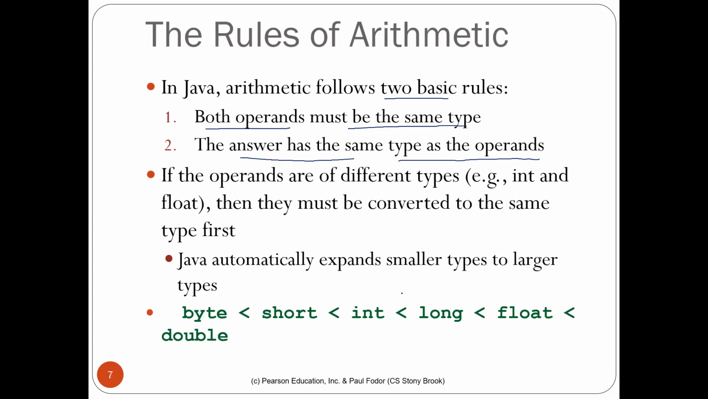Now it is possible that you may not have the operands of the same type. How about this? Let me put it this way. If you are doing 12.0, 13.0, it will be interesting if I say 13.0 divided by 2.